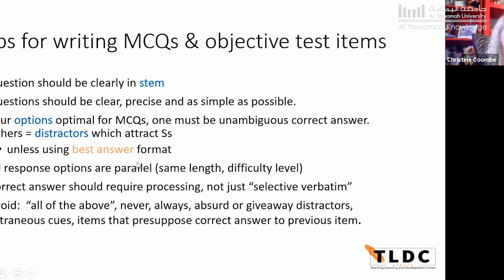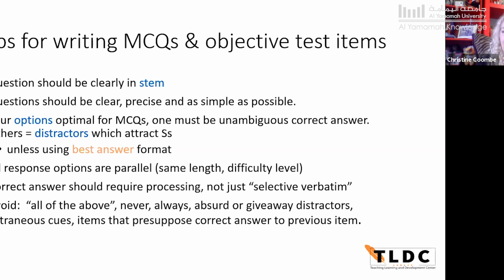So I'm going to finish off with some tips for writing multiple choice and objective test items. Well, first of all, the question should be clearly in the stem. A student should not have to read the question and all four of the response options to know what the question is about. It should be clear from the stem. They also need to be clear, precise, and as simple as possible.